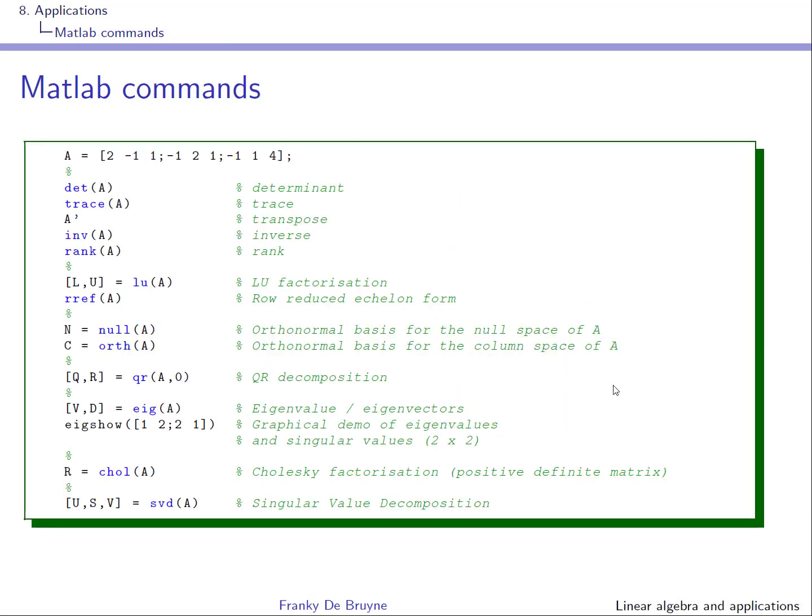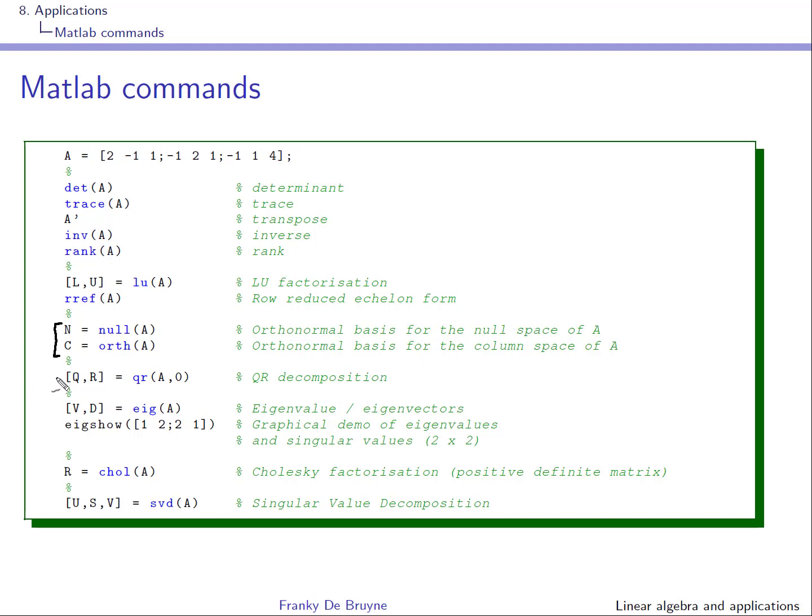So finally, maybe a summary of some Matlab commands. Some have been introduced, others not. So, determinant, trace, the inverse of a matrix, the transpose is written like this. Then the rank of a matrix, the LU decomposition, the row reduced echelon form, and these two have not been introduced, null and orth. This gives you an orthogonal basis for the null space and for the column space respectively.